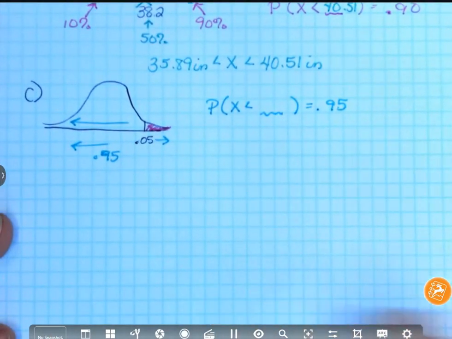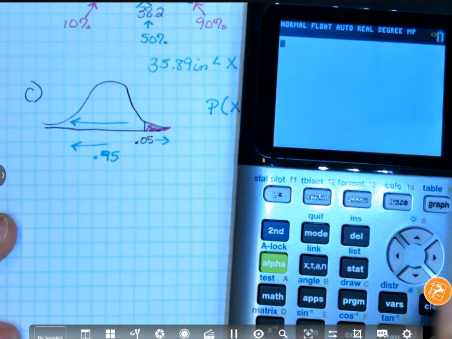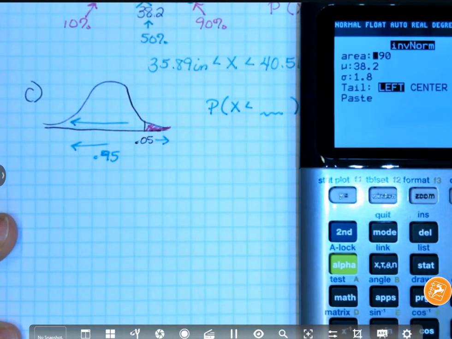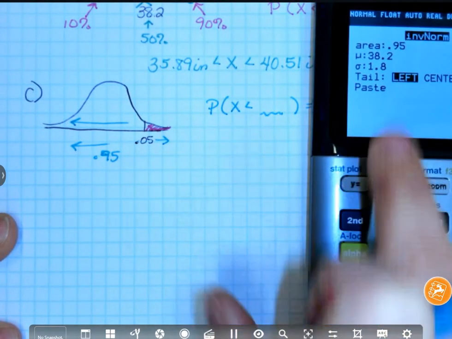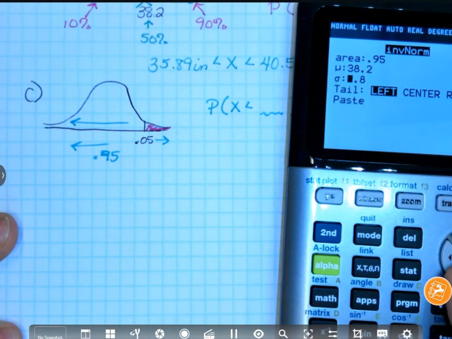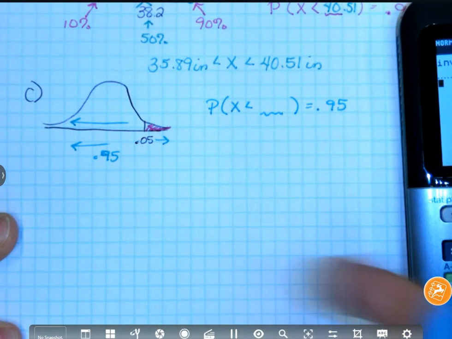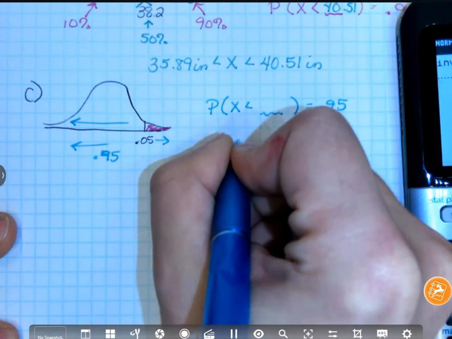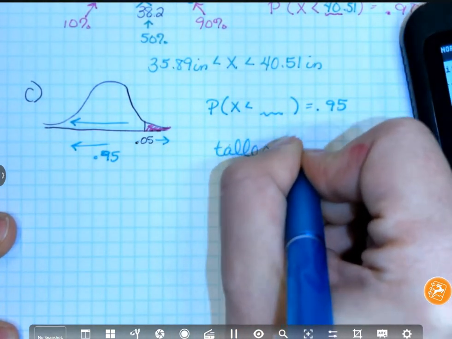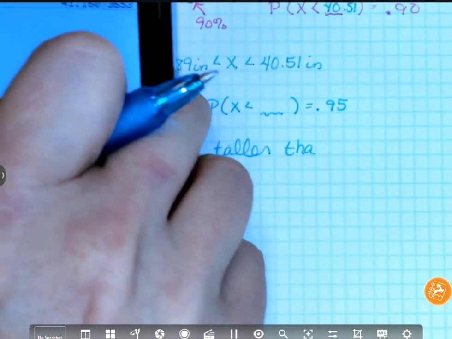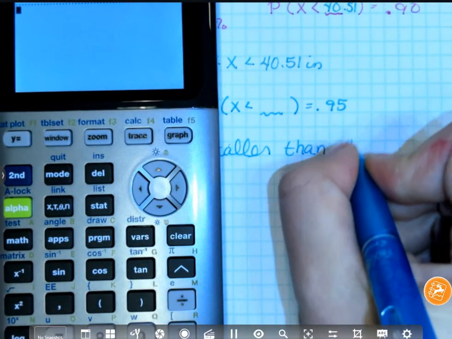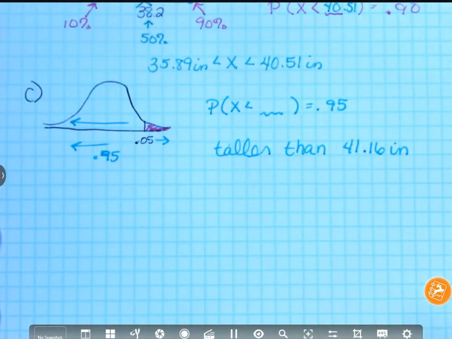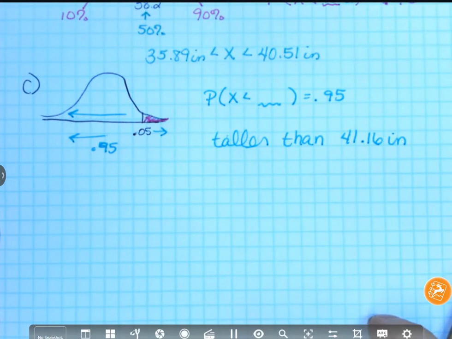What command do you use in your calculator? Is this inverse or normal? Inverse. So you do second distribution, inverse norm. This time my area is going to be 0.95. Hey, look, we're still in the same problem. It keeps popping back up. You don't need to remember it. And you should say that we need to be how tall? They need to be taller than, because remember the question was asking to be in the biggest 5%. You have to be taller than 41.16 inches. Again, taking it out to that one more decimal past what we were originally given for accuracy.